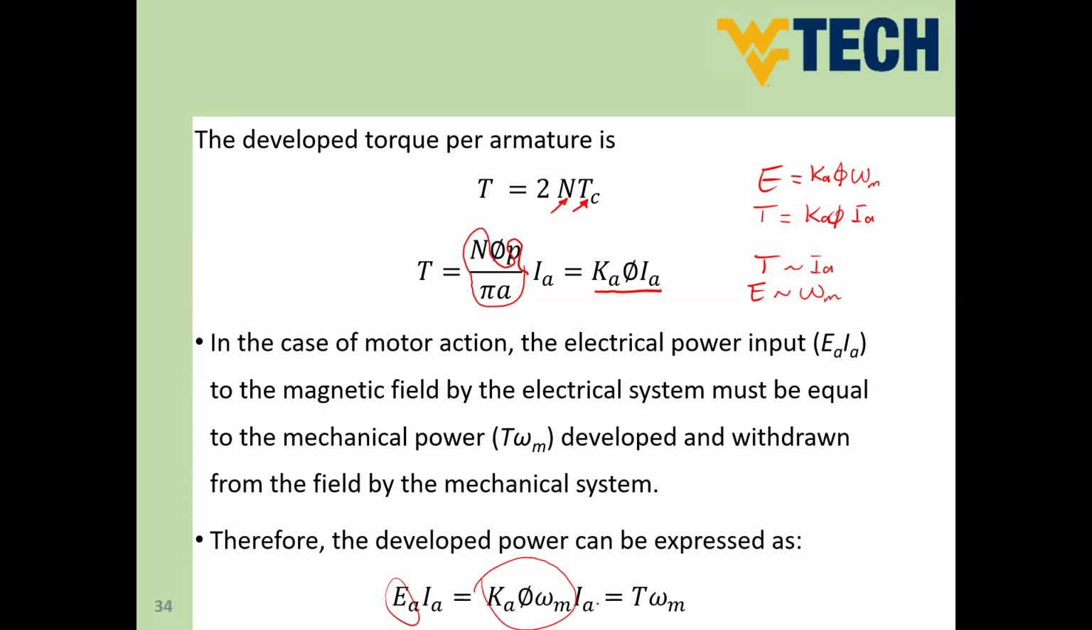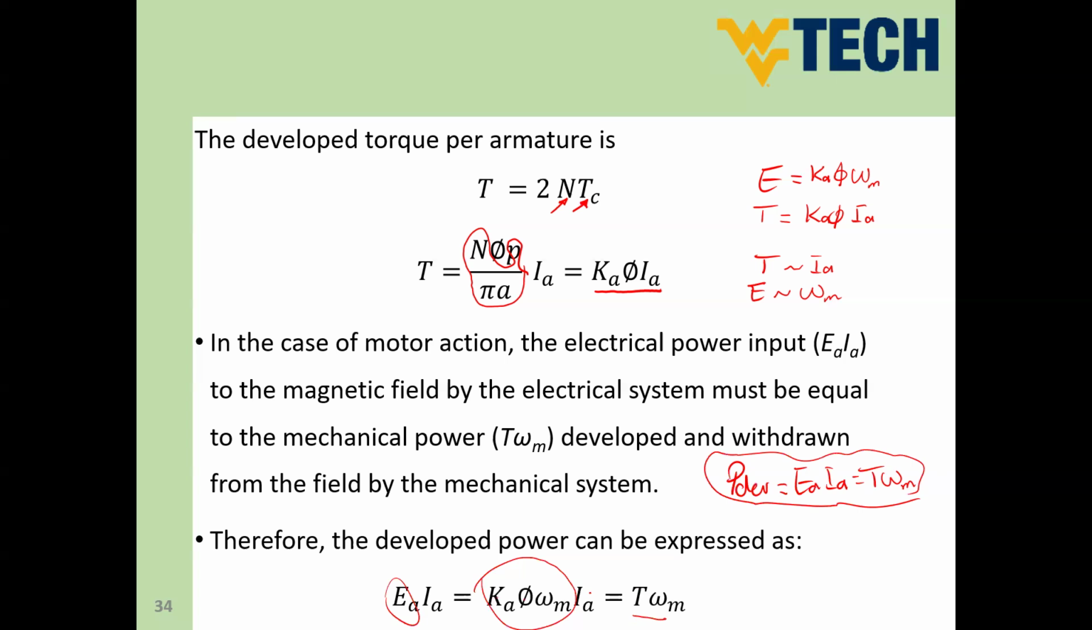So we can end up with Ka phi times Ia equals torque. So we can say this is torque times omega. And this is, guys, the relation of the developed power. So P developed equals either EA times IA or T developed, or torque times omega m. And this is called the developed power or the electromechanical power that is developed inside the machine.